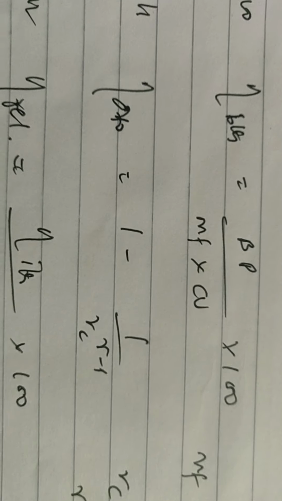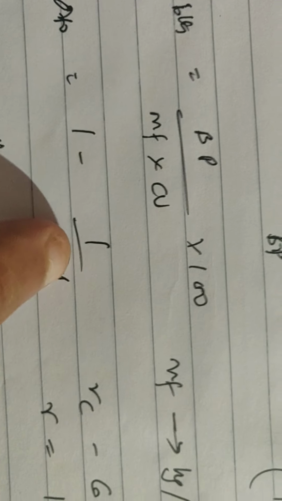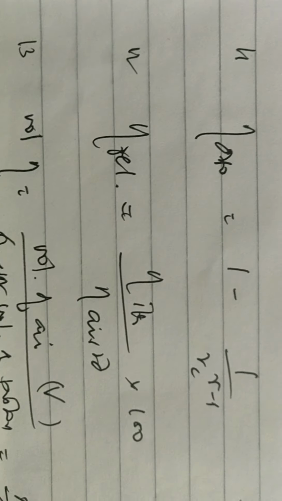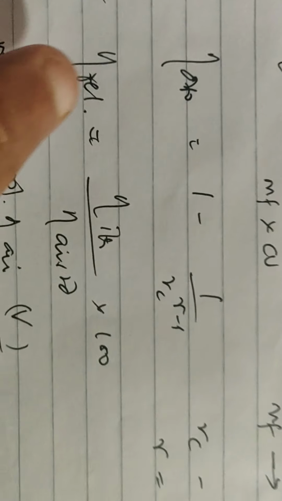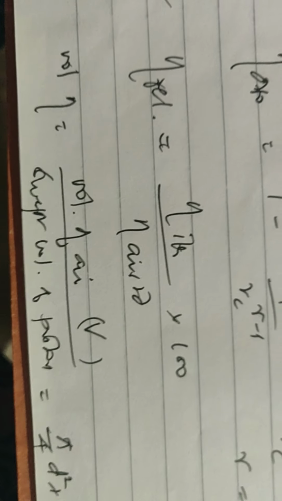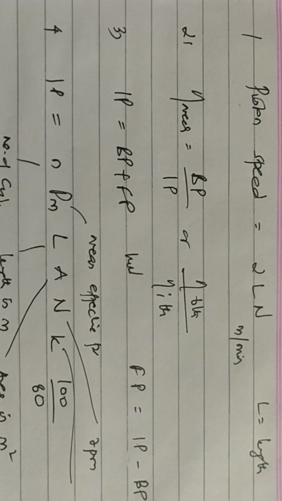And the efficiency of Otto cycle is 1 minus 1 by r raised to gamma minus 1. r is the compression ratio and gamma is 1.4. And relative efficiency is equal to brake thermal or indicated thermal efficiency divided by air standard efficiency. Okay, I think we have seen these kinds of problems. So once again, we will continue with some more problems and then switch on to more tests as well as heat balance sheet. Thank you.